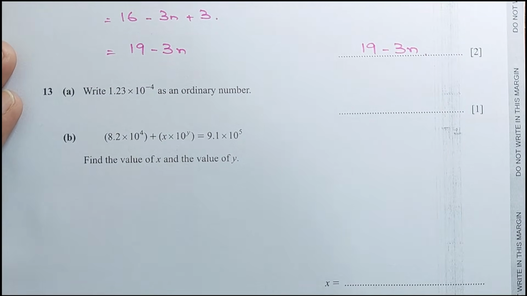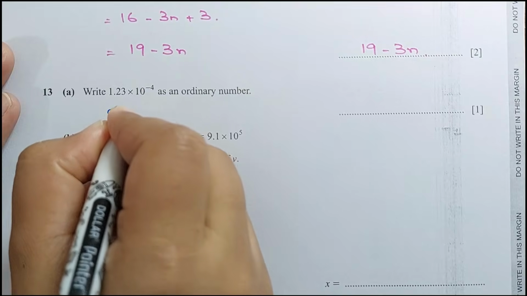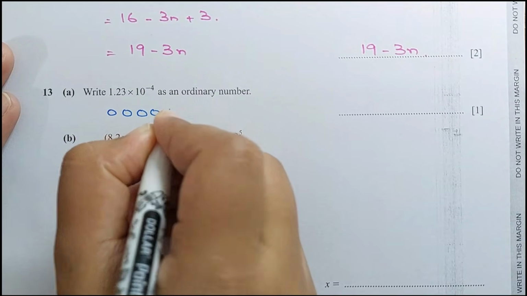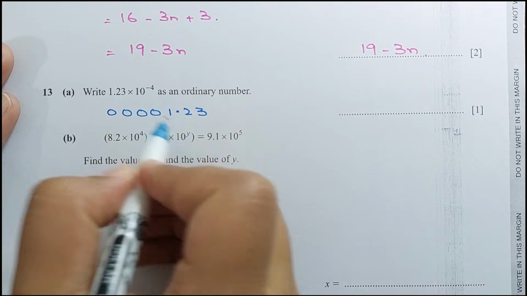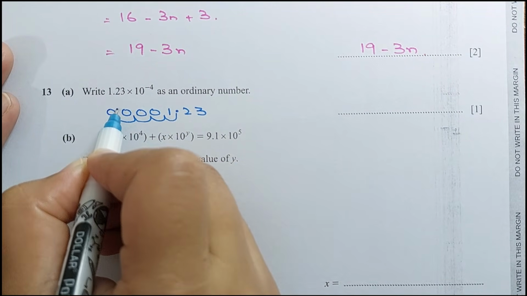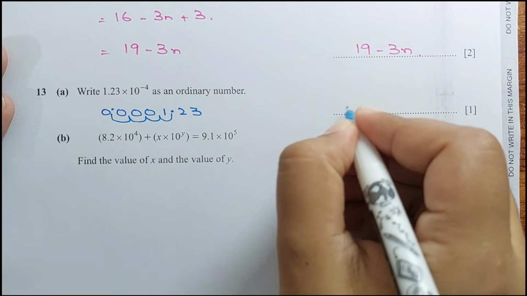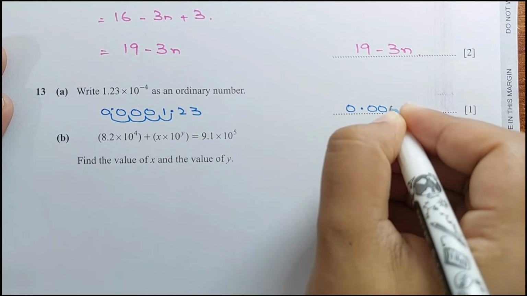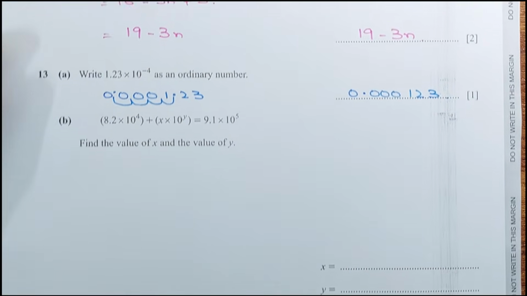Question number 13, part A. Write this number as an ordinary number. Okay. We can say 0.23, so it's negative 4. So you have to move 1 unit, 2 units, 3 units, and 4 units to the left. So it is 0.000123. This is an ordinary number.